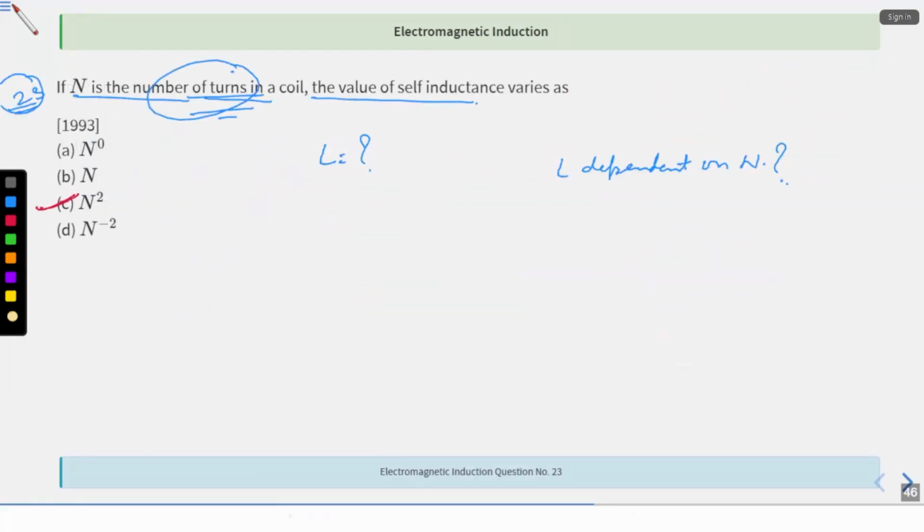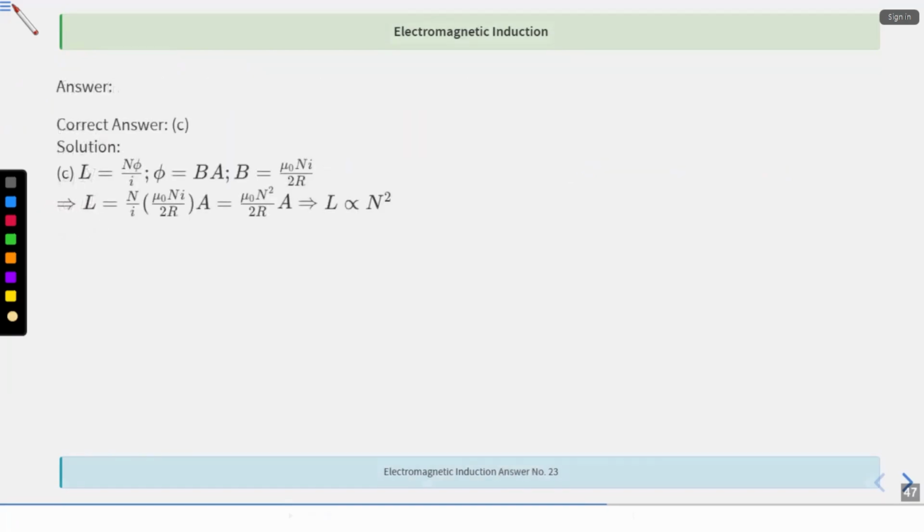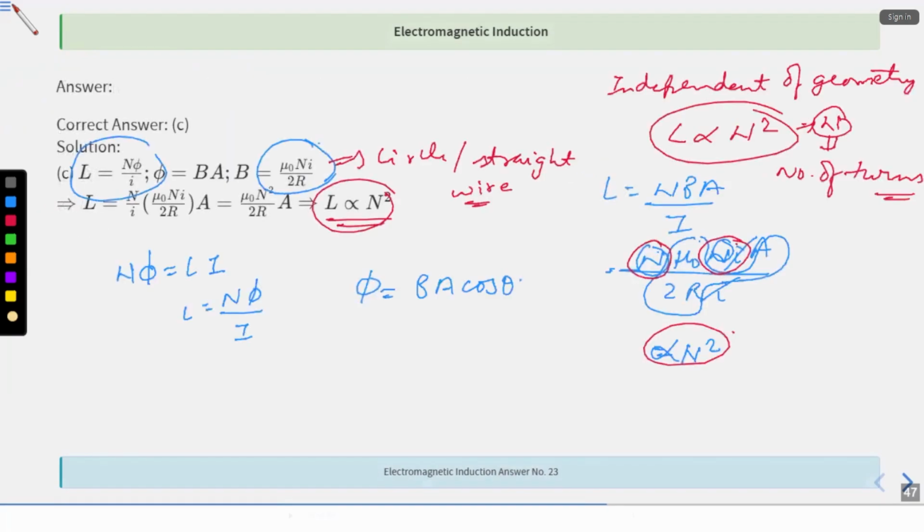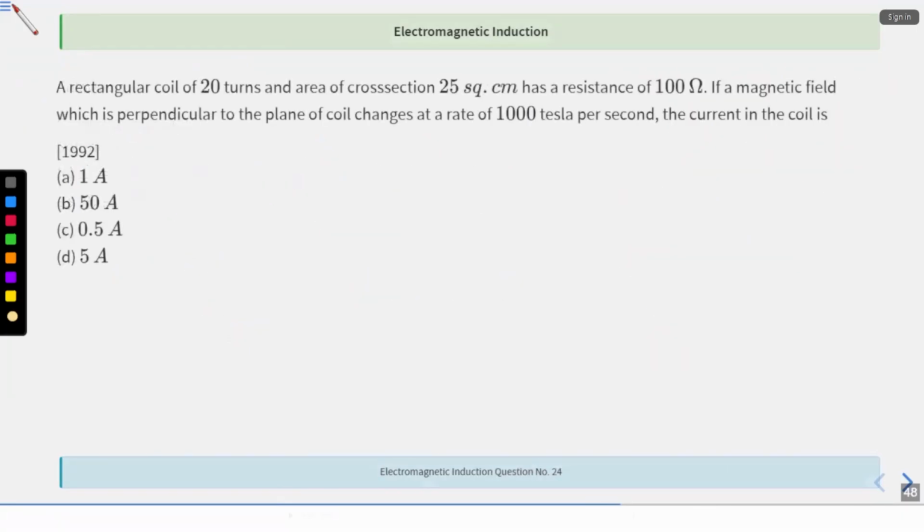Pretty simple question again. So let's move ahead now. Question number 24.